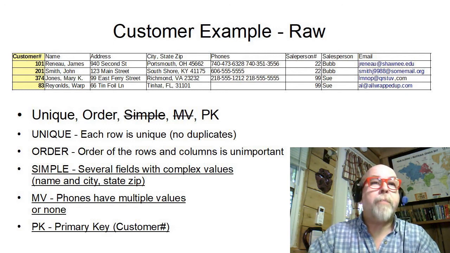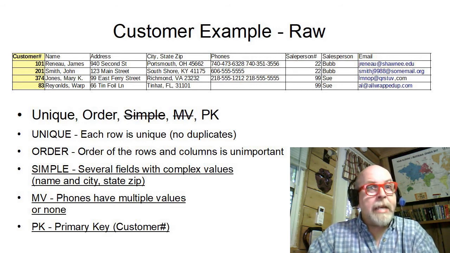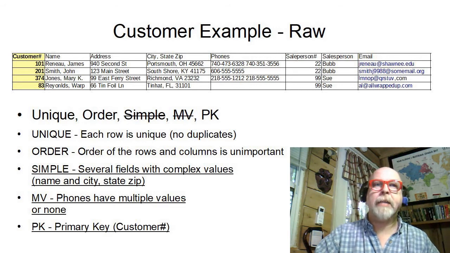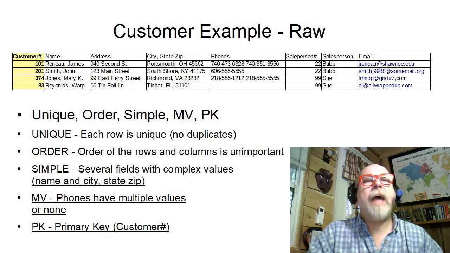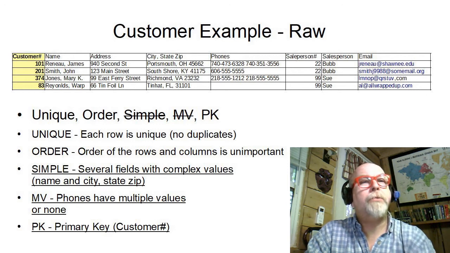Now let's look at primary key. Do we have a primary key? Yeah, we've got a customer number. That would be unique. That's a nice primary key. It's one attribute, simple. Great. So we've got 3. Now, are all of the attributes simple?